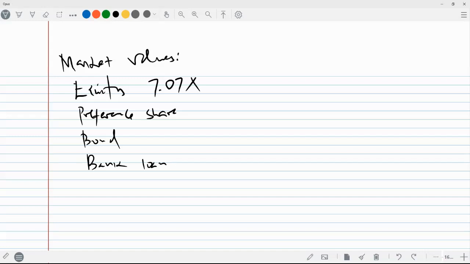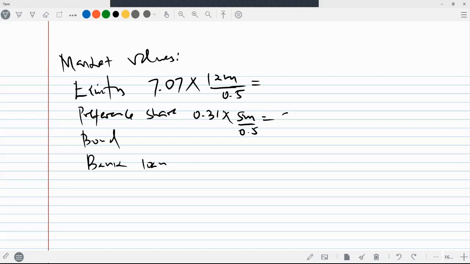The number of shares this company has issued: the total nominal value of company shares is 12 million, and the nominal value per share is 0.5. That gives the number of shares of this company. Preference share has a market value of 0.31. Nominal value of preference share of the company is 5 million. The nominal value per preference share is also 0.5. Let's get 3.1 million.